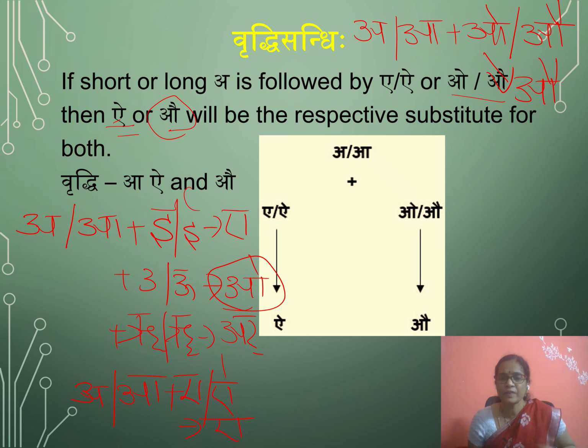Vriddhi means, previously in Guna Sandhi you have observed that Guna means A, E, O. These three are called Guna. Now here Vriddhi. What is the Vriddhi? Vriddhi means A, I, Au. These three letters are called Vriddhi. Okay.